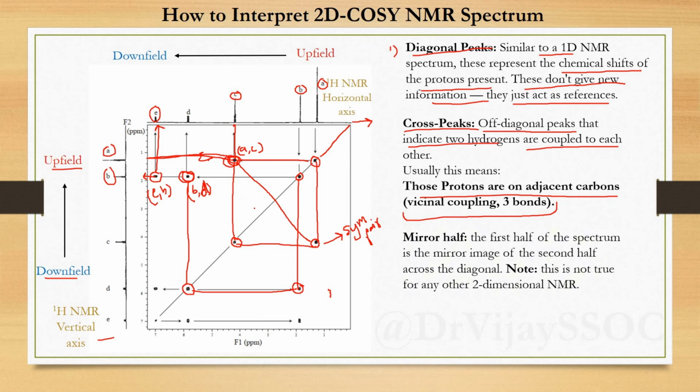So remember this point: the first half of the spectrum is the mirror image of the second half. But this is not true for any other two-dimensional NMR. This is only true for two-dimensional COSY NMR, not for HSQC or HMBC. Okay, now we are going to understand the COSY NMR with another example.